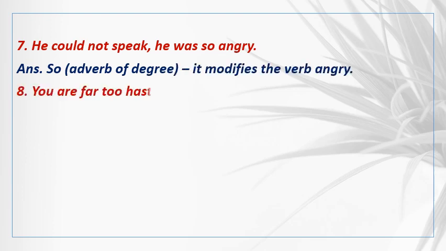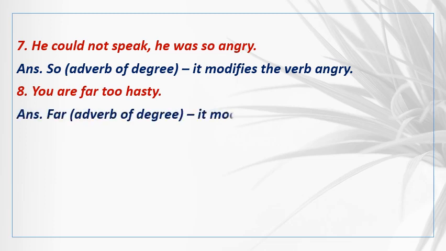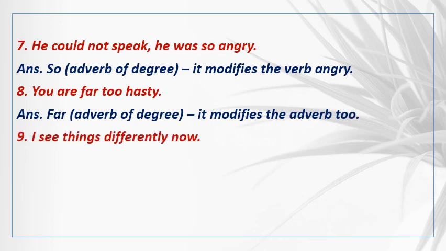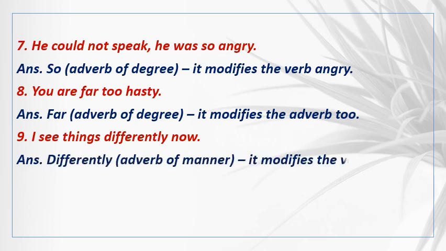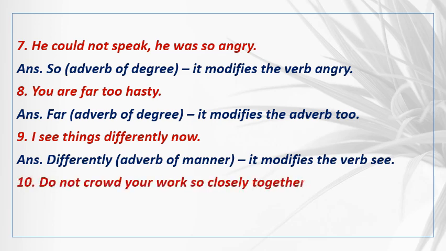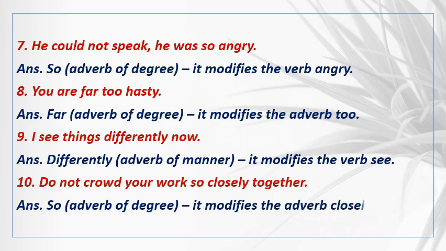Number 8, you are far too hasty. Answer is far. It is adverb of degree. It modifies the adverb too. Number 9, I see things differently now. Answer is differently. It is adverb of manner. It modifies the verb see. Number 10, do not crowd your work so closely together. Answer is so. It is adverb of degree. It modifies the adverb closely.